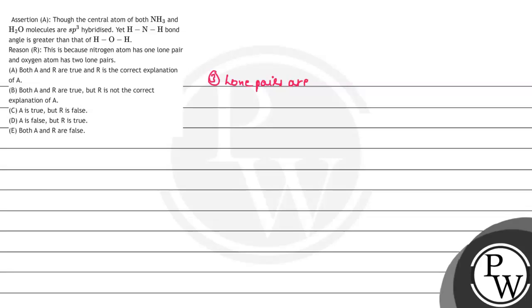If lone pairs are the same, then we have to check the electronegativity, that is the tendency to attract the shared pair of electrons. We check that for the side atom. So bond angle is inversely proportional to the electronegativity of the side atom.